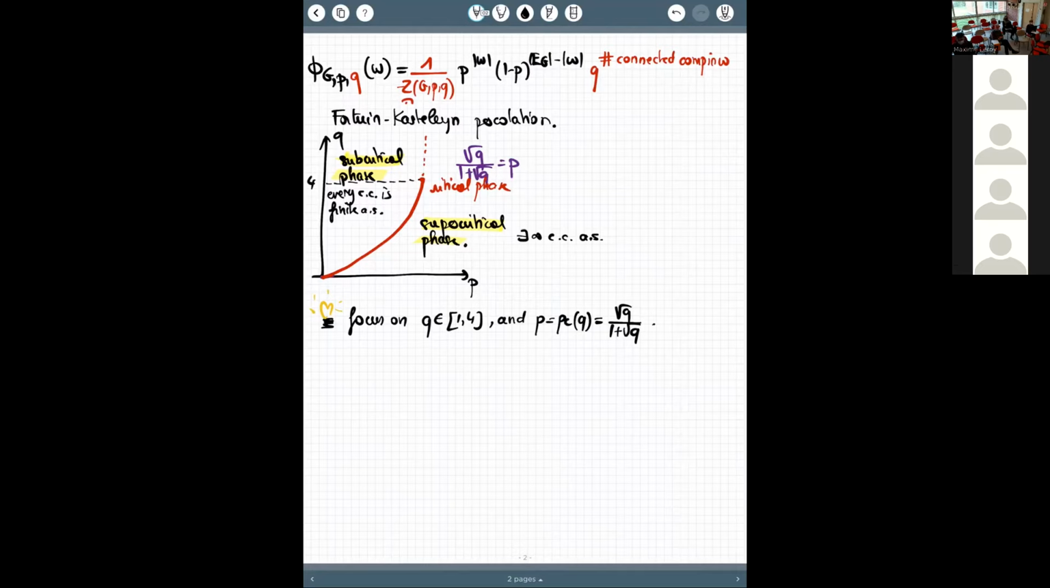Oh, by the way, maybe first, why did I focus on this class of models? For several reasons. The first one is that these percolation models are related to a bunch of other models.